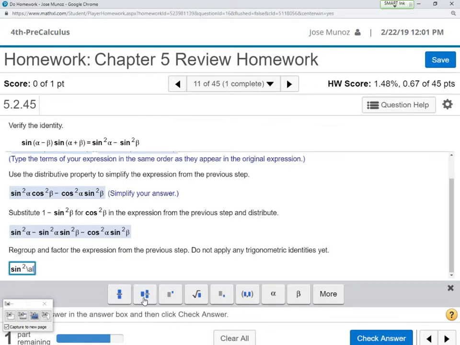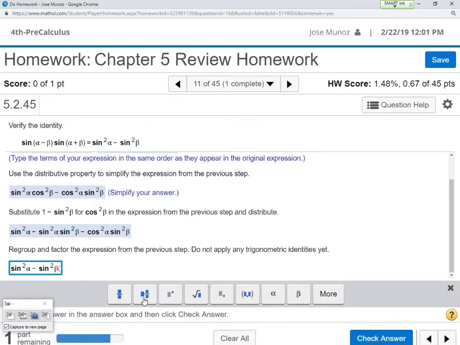Sine square alpha, right? Yeah. Minus, what did we factor out? Sine square beta, parenthesis, sine square alpha.